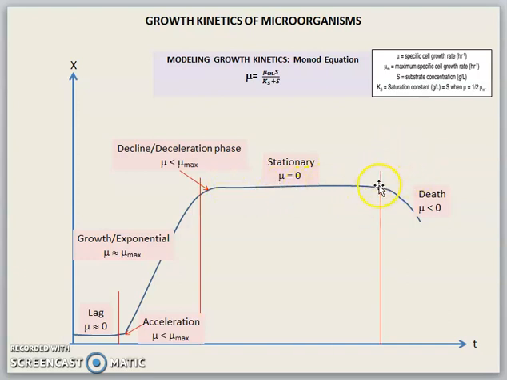Finally, we have the death phase, where the rate is lower than 0. You have to remember all these phases, because this is the general plot which needs to be used in order to identify the growth kinetics of the microbes. The production of the product can be at the growing phase, the exponential phase, or at the stationary phase.